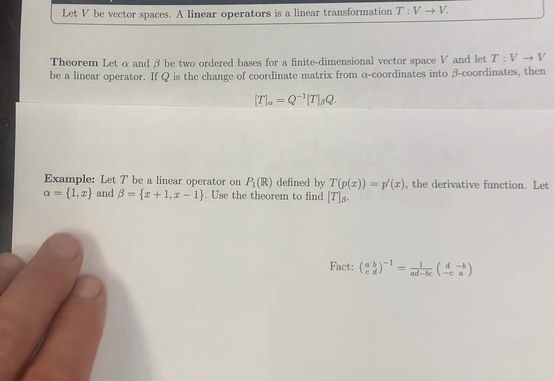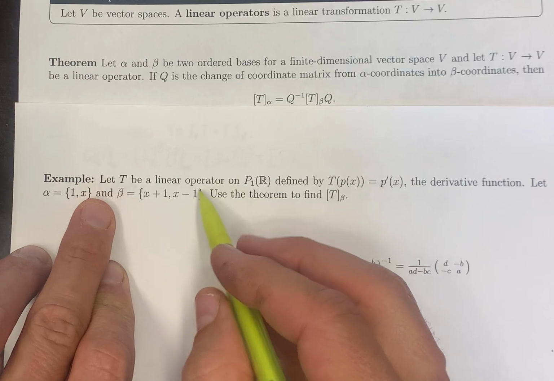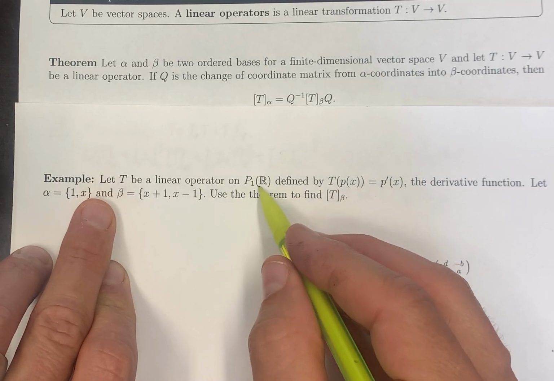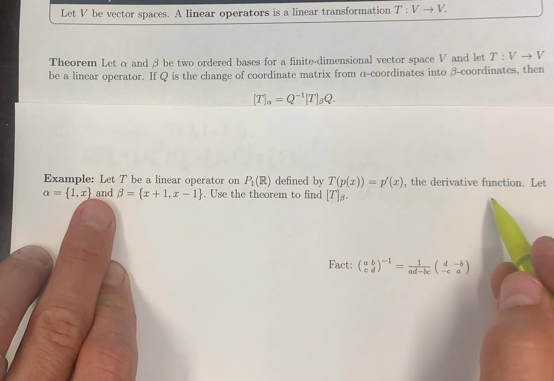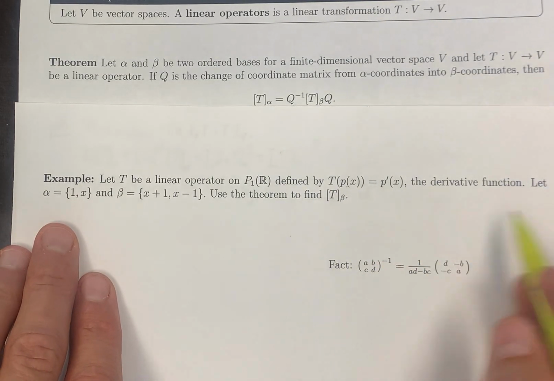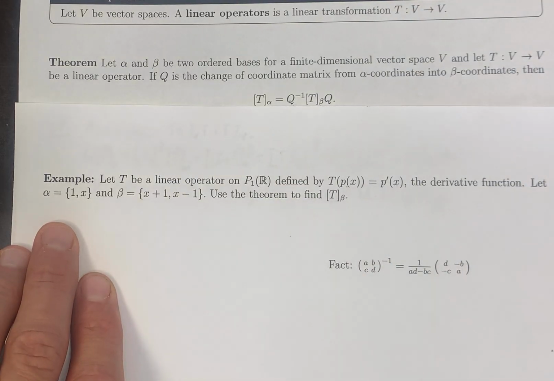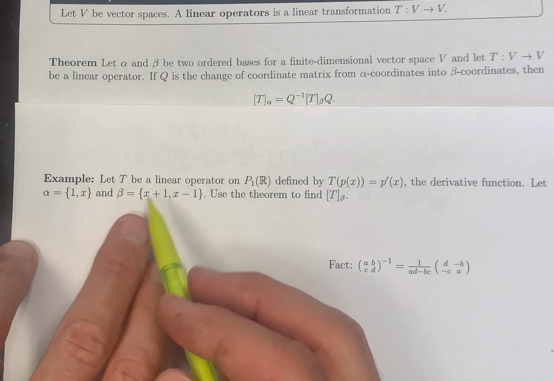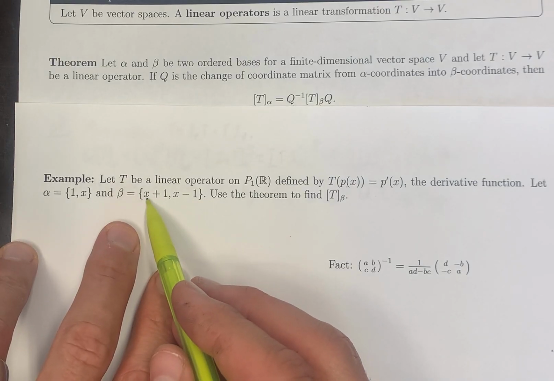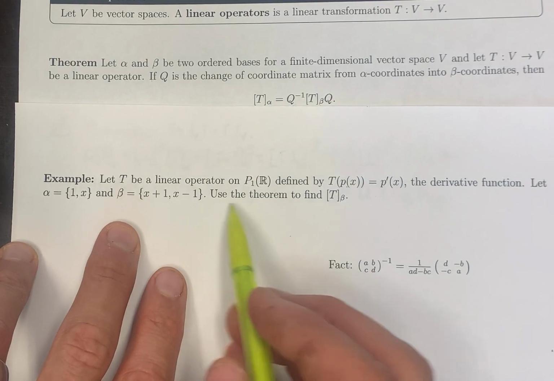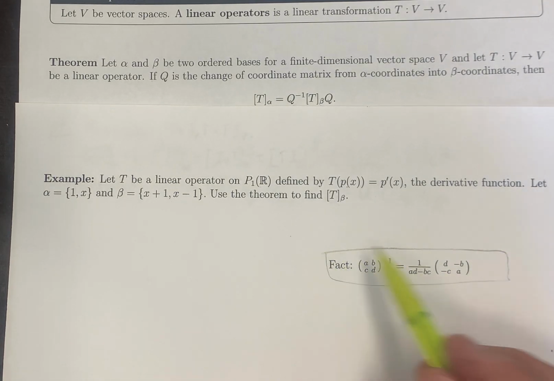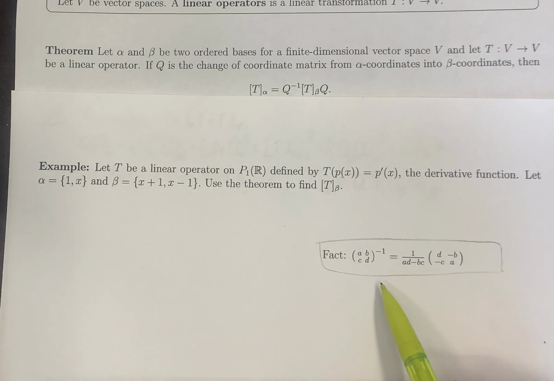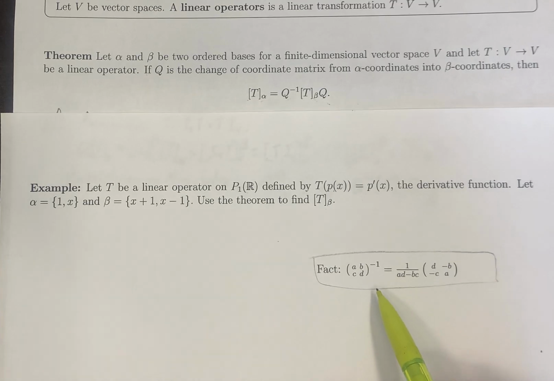Okay, so maybe an example is worth looking at. Let T be a linear operator on degree 1 polynomials defined by T of P equals P prime. That's the derivative function. Let alpha be the standard basis, and let beta be the basis x plus 1, x minus 1. And we'll use the theorem to find T beta. We need this fact. This will come up in chapter 3 of the textbook, how to find inverses, but we don't have it quite yet, so I'll just have the fact there.